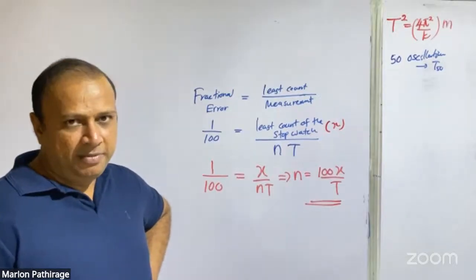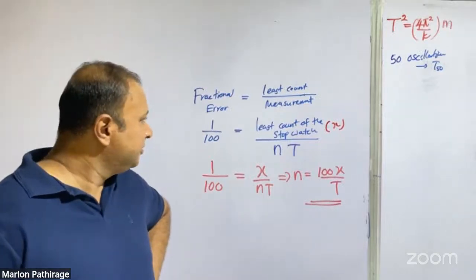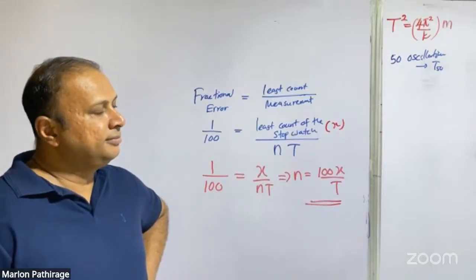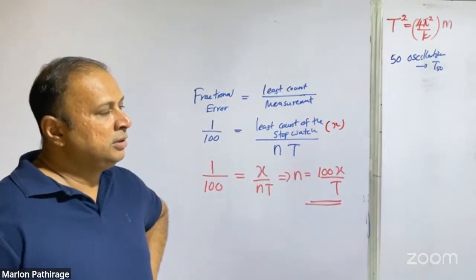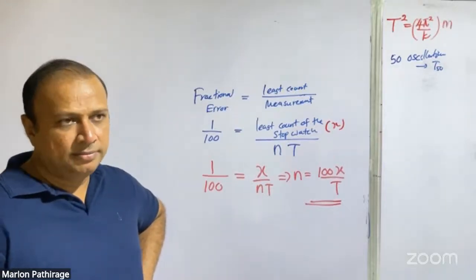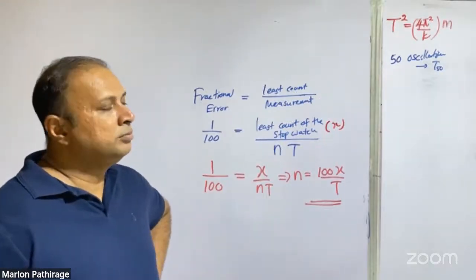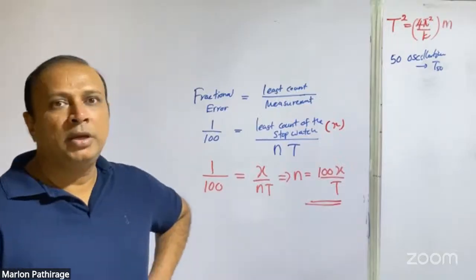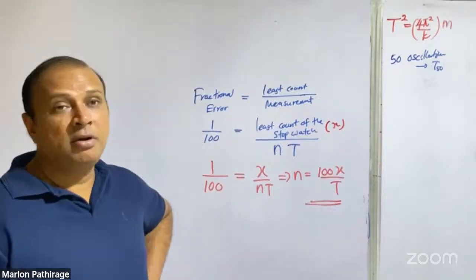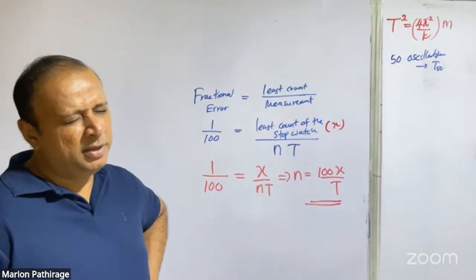How to determine the minimum number of oscillations required during this experiment? How to calculate the minimum number of oscillations required for this experiment?